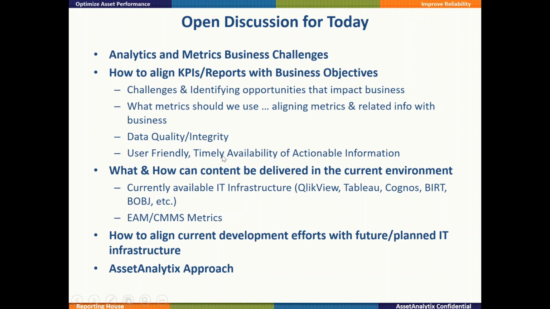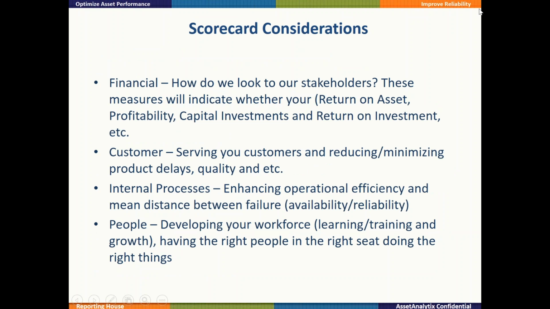So let's look at some considerations. The first thing that we would do is determine what our business objectives are. If we're going to map the metrics to that, there are some considerations we need to make. The first consideration, because it's really what's important to the C-level and the executives, is: how do we look to our stakeholders? How does our organization look? And so, what are the metrics that are going to help us financially?